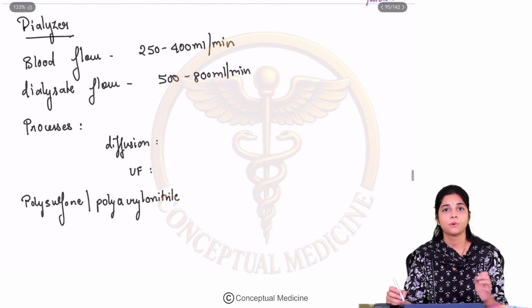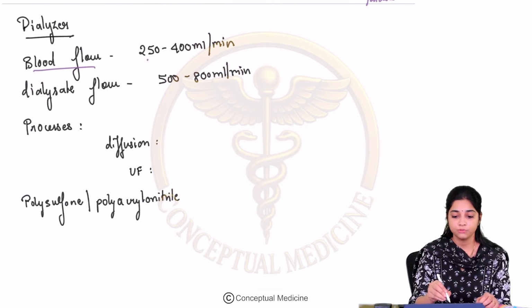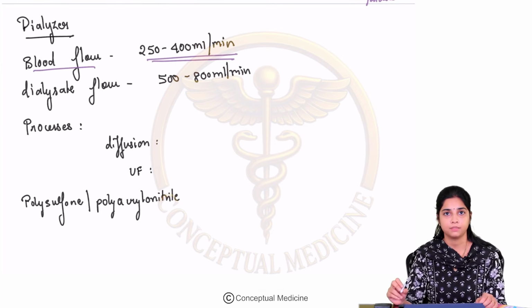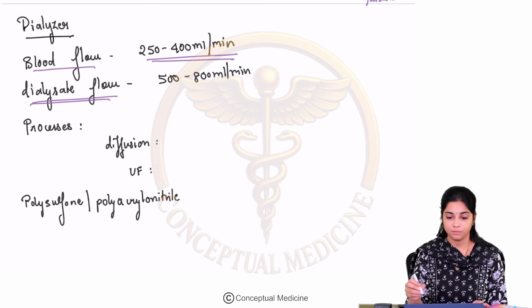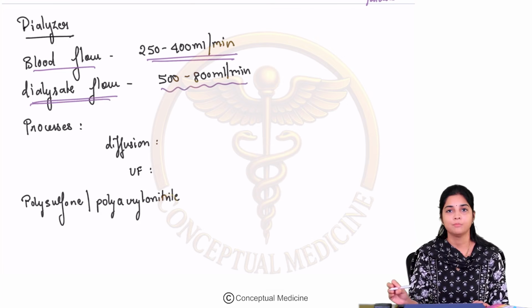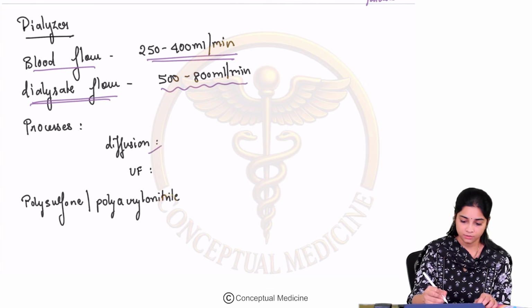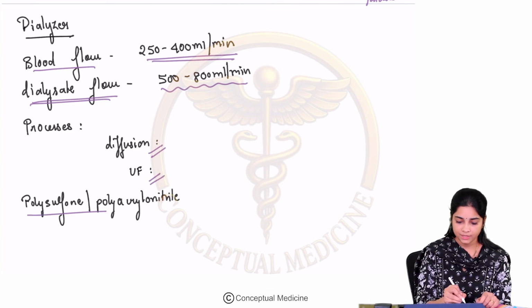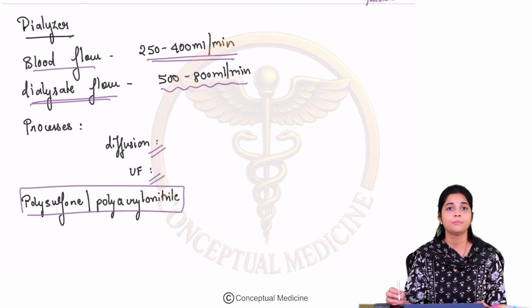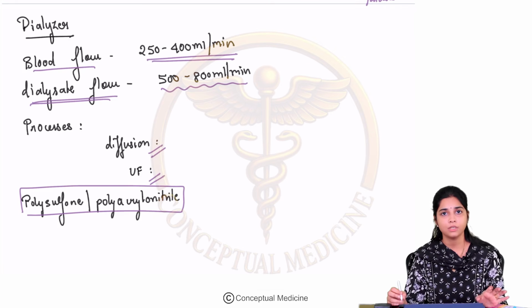Now let us understand what the dialyzer is. The blood flow in a dialyzer is 250 to 400 ml per minute. The dialysate flow is about 500 to 800 ml per minute. The processes employed in this dialysis machine include diffusion and ultrafiltration. What is the dialyzer made up of? It is made up of polysulfone or polyacrylamide. Okay, so that is about your dialyzer.